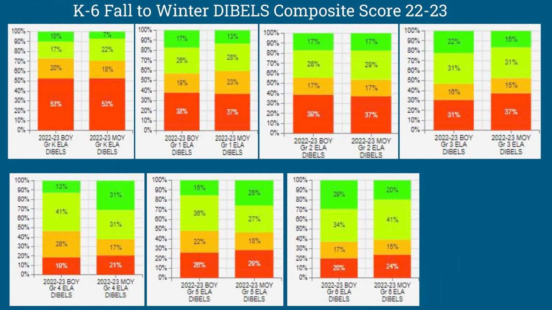This is fall to winter, so this is this year by grade level. So we have kindergarten here, and what I always tell you guys is we want to see the red shrink and the green get bigger. In kindergarten, we went from 27% of the kids being on level to 29%. In first grade, it was 43% to 41%. 45% in second grade to 46%. And in third grade, 53% to 47%.